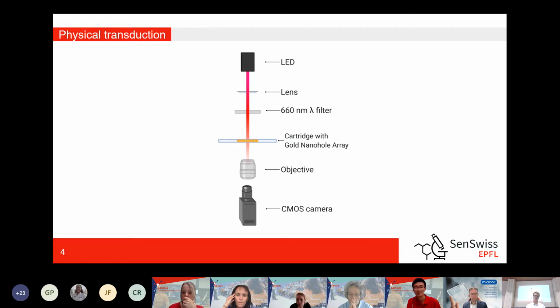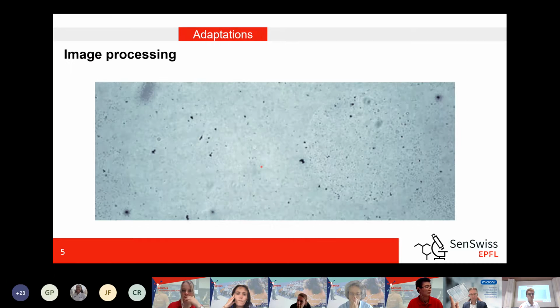So in order to obtain this phenomenon and be able to visualize it, we built our optical system, and it's fairly simple and only has a few main components. So it has a basic LED light, which goes through a lens, and then a 660 nanometer wavelength filter in order to have the correct wavelength for the plasmonic phenomenon. Then the filtered light goes through the gold nanohole array, which is inside the cartridge, which again I will discuss further. And the scattered light is then captured by the objective and analyzed using a simple CMOS camera. As you can see, this setup is fairly simple and can easily be changed.